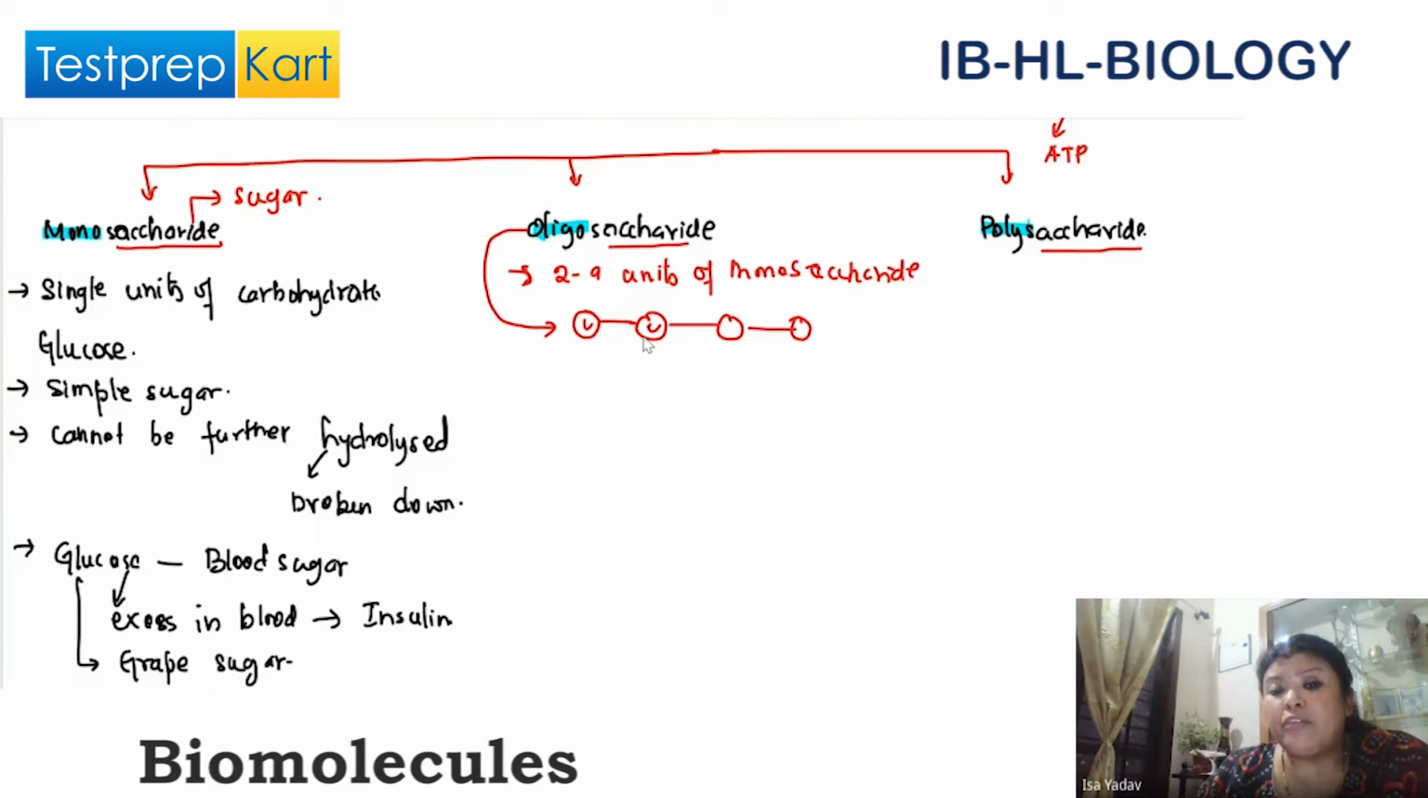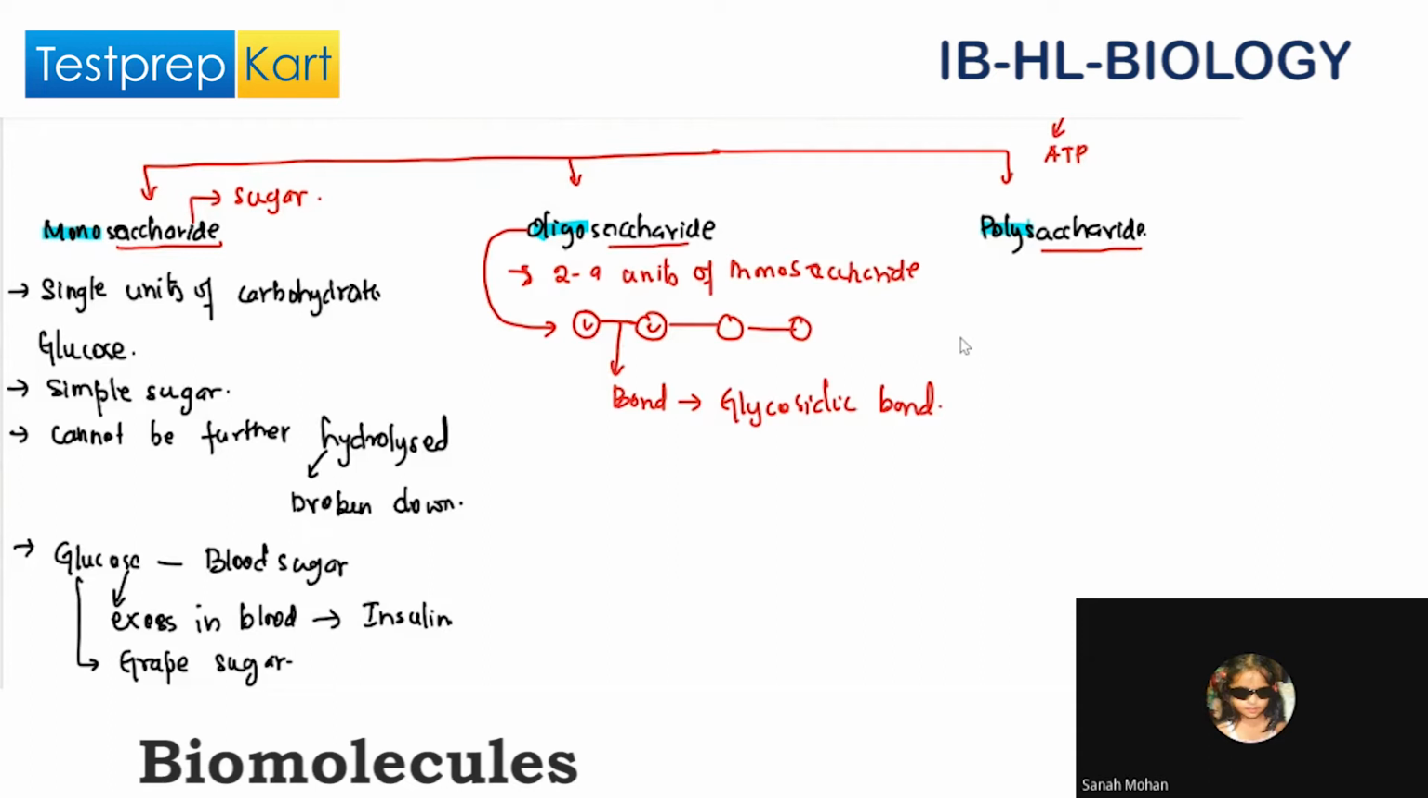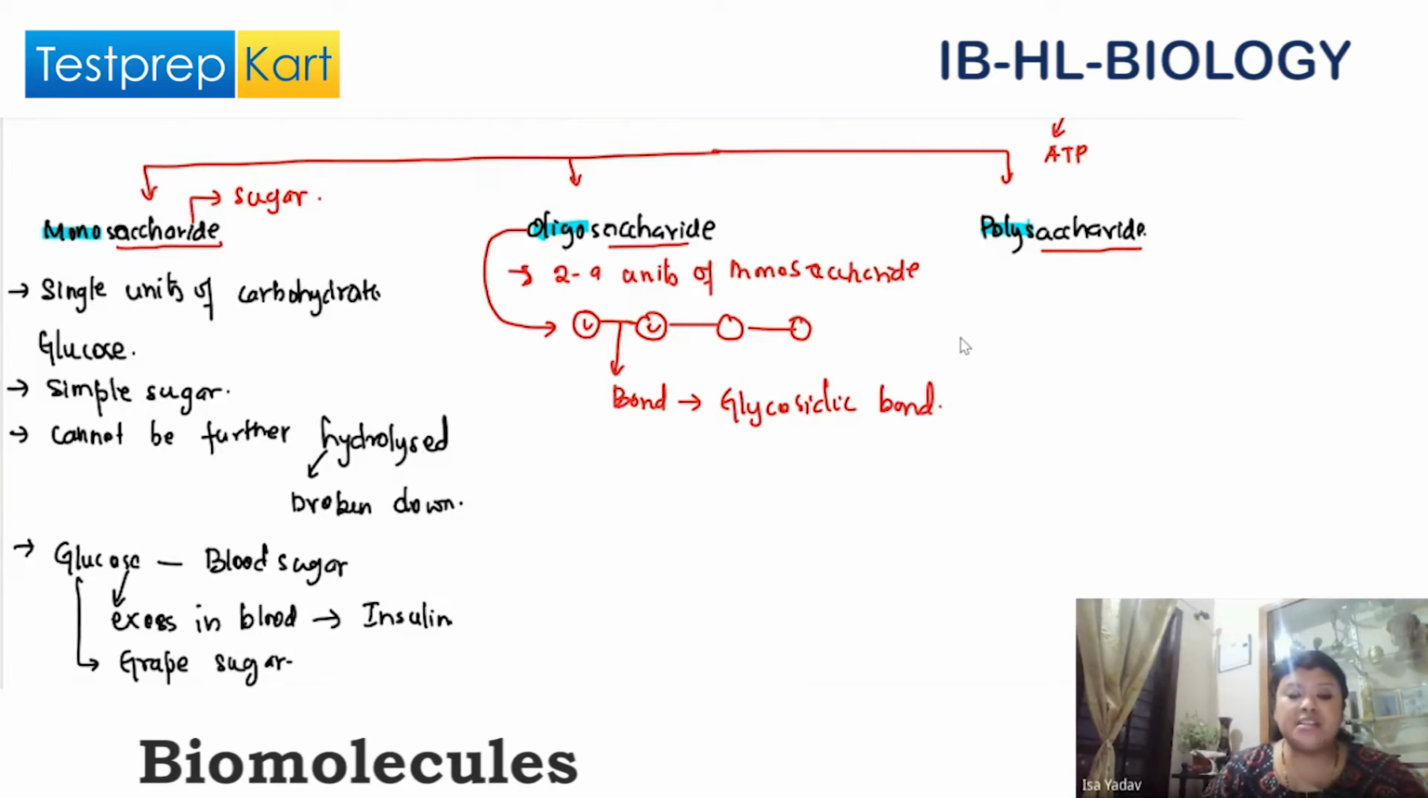Now, this is one carbohydrate, this is another carbohydrate. How will both carbohydrates join? They'll form a bond here. There is always a bond that keeps the two units together intact. And this bond, which is present between two monosaccharide units, is called a glycosidic bond. So the question comes, where is the glycosidic bond present? Glycosidic bonds are present in carbohydrates between the two monosaccharide units.